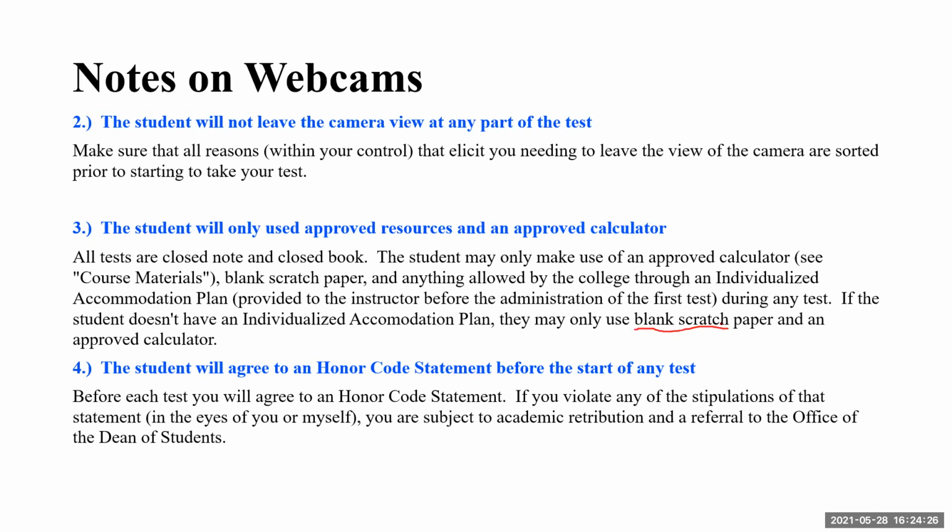You're going to agree to an honor code statement at the start of any test. That's not meant to be like a prick to your conscience or some paternalistic type thing. It's really just to make sure that we're all agreeing to the same rules of engagement in how we engage in the academic activity of the course.